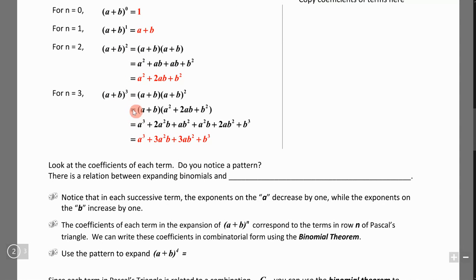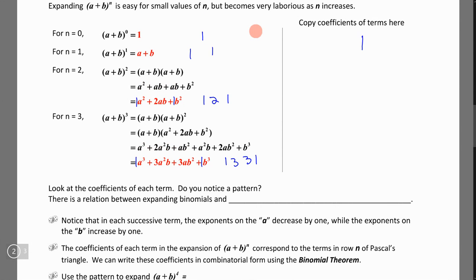But if you look carefully at the pattern of the coefficients, you'll notice that here the coefficients are 1 and 1. Here I have coefficients of 1, 2, and 1. Here I have coefficients of 1, 3, 3, and 1. So what do you notice? It looks like they follow Pascal's triangle. So there must be a relationship between expanding a binomial and the coefficients found in Pascal's triangle.